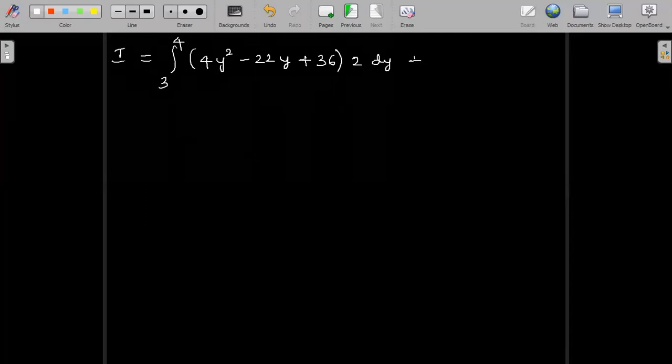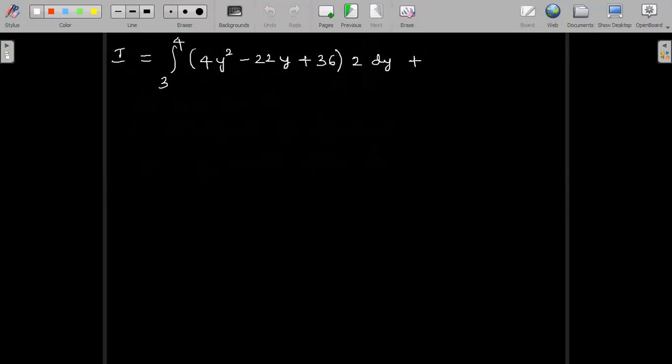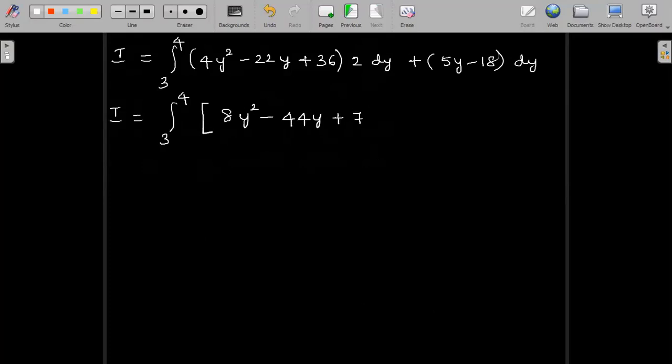In the second term, 4y square minus 22y plus 36, the whole thing into 2 dy. Here 6y minus y is 5y. 5y minus 18. The second term is a simple one, 5y minus 18, the whole thing into dy. So we have I is equal to integral 3 to 4. Let us multiply 4 inside, 4 into 2, 8y square minus 44y plus 36 into 2 is 72. Then I have 5y minus 18.